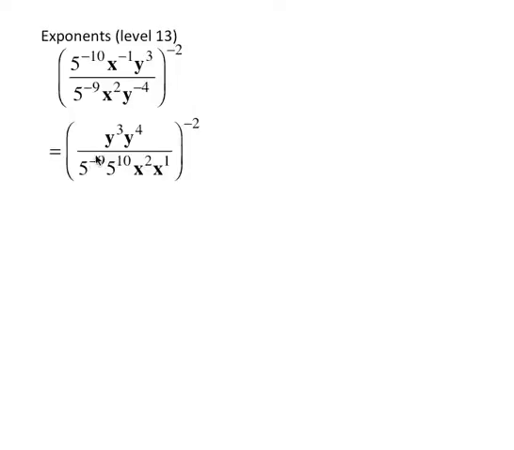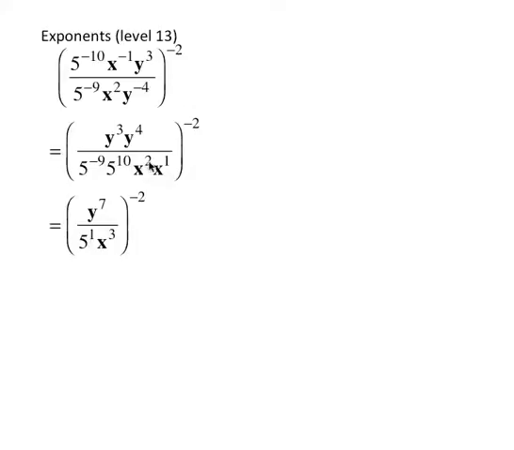Okay, and I find this a little bit faster than moving the 5 to the 9 up to the top and then subtracting, but it's really the same thing. All right, so on the top, I have y to the 3 times y to the 4, add the exponents, y to the 7. And on the bottom, 5 to the negative 9 times 5 to the 10, I'm going to add the exponents, 5 to the positive 1.